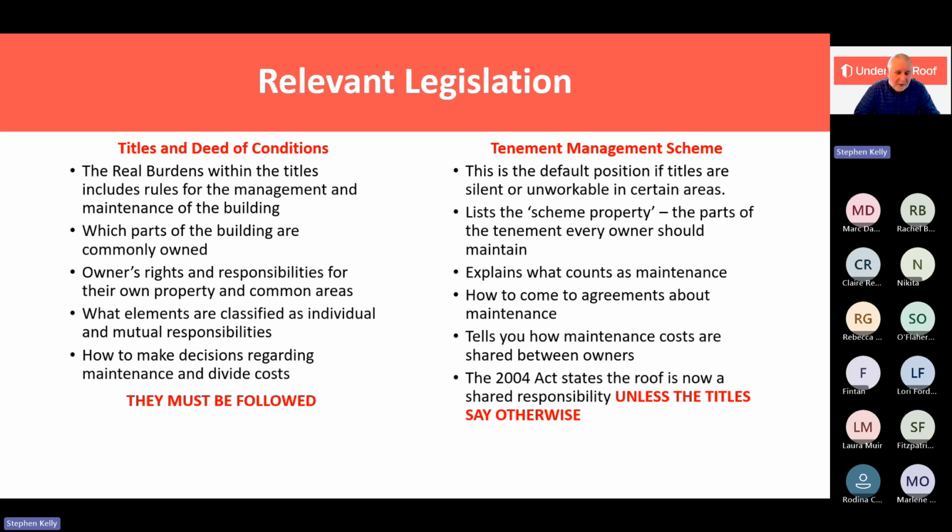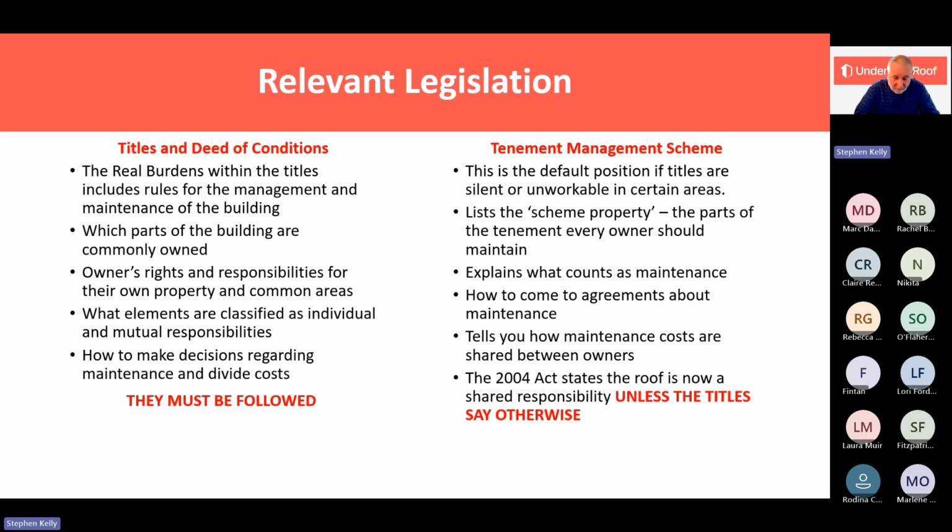Okay, as it says, what parts of the building are commonly owned, which are mutual, who's responsible for what, and how to make decisions regarding maintenance and divide the costs. So if everything's included in your titles, and more particularly the real burdens part of your titles, they must be followed. They are gospel. You can't change that. Okay. Well, you can change your titles, but it's a lot of money, and there's no guarantee it's going to be successful, because people might come in and go back out and go, I want the titles changed again. So it's a lot of money. The only person making money from that is the solicitor. But if all areas are mentioned in titles, then they must be followed.